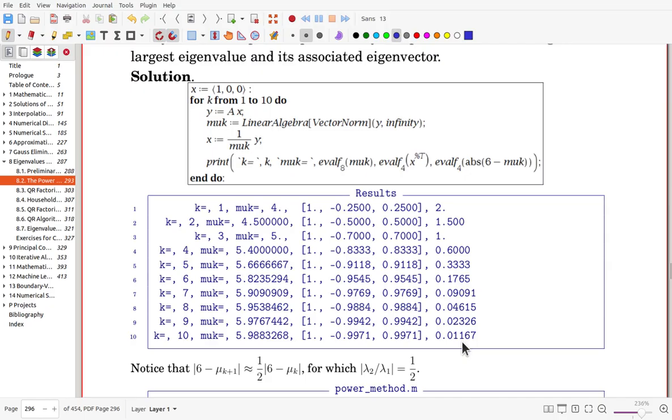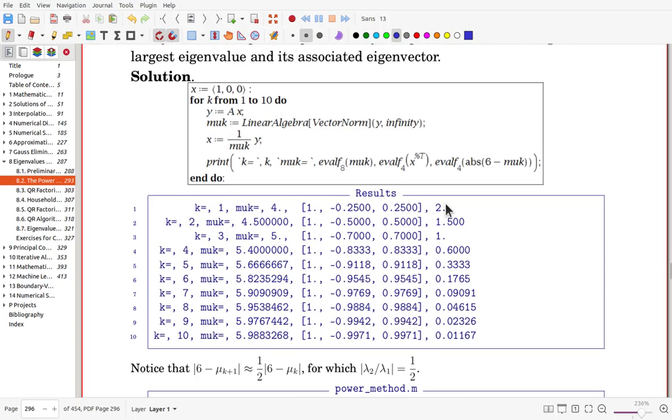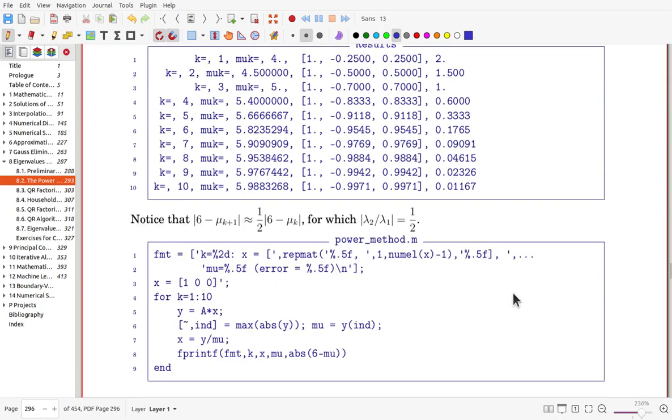Now this is the error. Can you see half? Okay, again half, and again half. About half. In each iteration, the error is reduced by half. Lambda 2 over lambda 1 is half. We know that lambda 1 is 6 and lambda 2 is 3, and 3 over 6 is half. So asymptotically, in each iteration, the error is reduced by a factor of 2. So the error becomes half in each iteration.